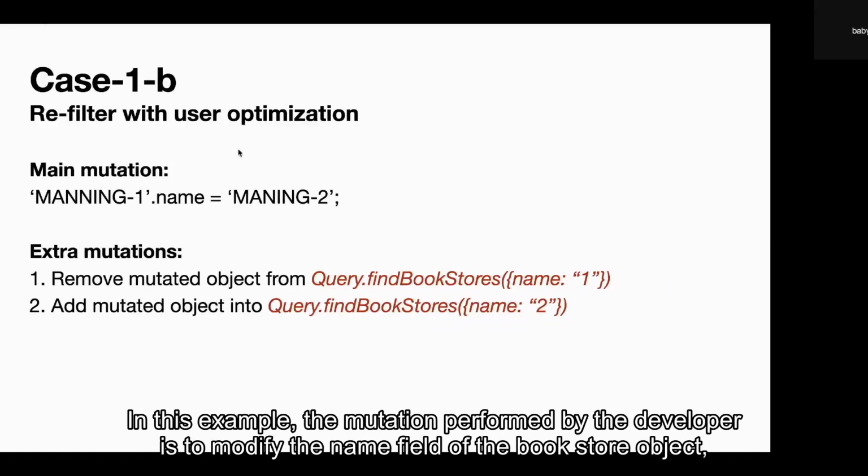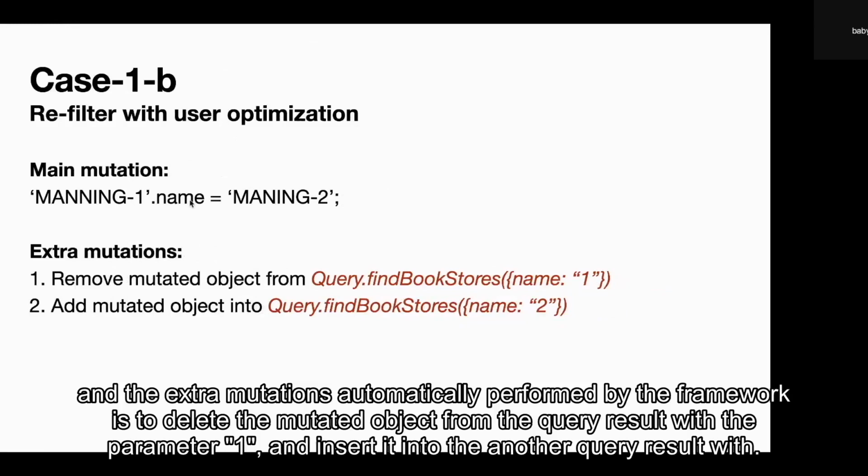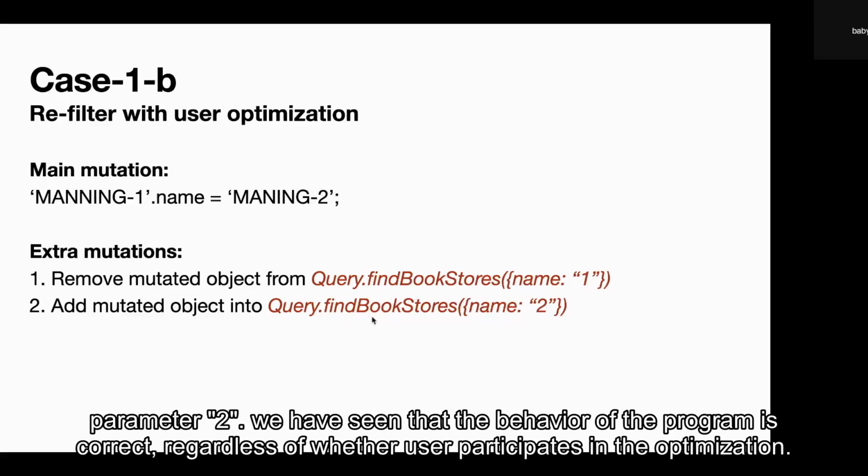In this example, the mutation performed by the developer is to modify the name field of the bookstore object. And the extra mutations automatically performed by the framework are to delete the mutated object from the query result with the parameter 1, and insert it into the other query result with parameter 2.